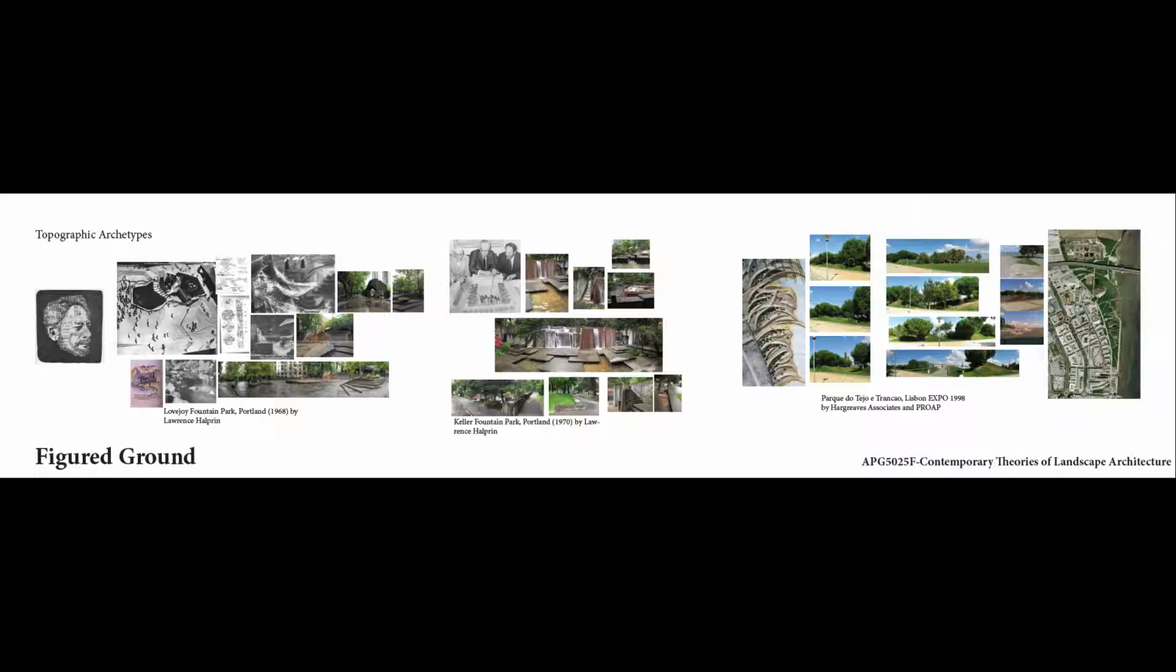And so that contrast between figure and field, or object and field, is fundamental to the modern relationship of landscape and architecture and society in so many different ways. So let's now talk again about the idea of figured ground from Meyer's essay.